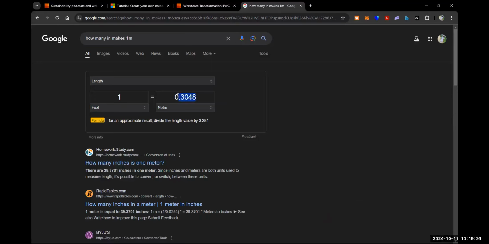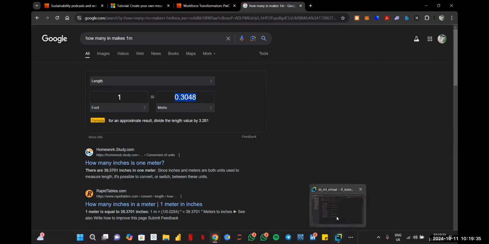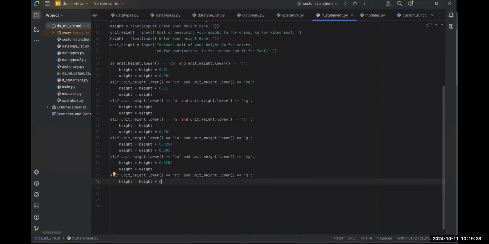We'll just convert them. 0.3048. So let's go back and then multiply that out. So we have multiplied by 0.3048. Okay, and then our weight, we already know that converting from gram to kg would be multiplied by 0.001. Weight equals weight multiplied by 0.001.